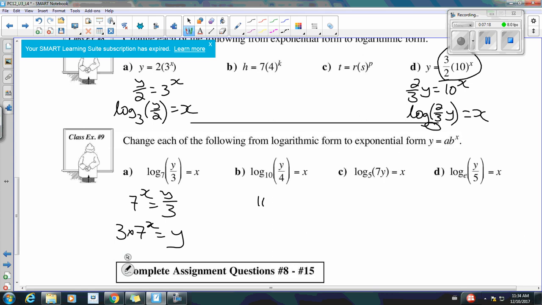Same thing here, 10 to the x equals y over 4. Multiplying both sides by 4 isolates y. Do the same thing for the last two. This last one here is another special case where we have a base of e. That's called our natural logarithm. We'll get into that a bit more in the next few days.